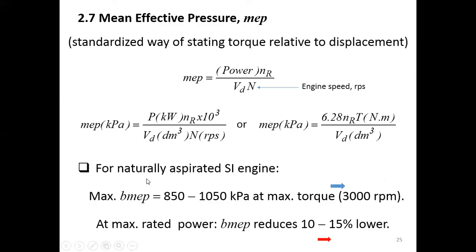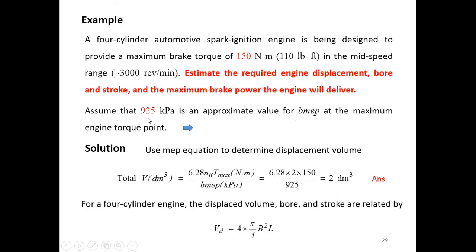If we want this engine to be a naturally aspirated engine, and they already gave us that it has to be a spark ignition engine, then the maximum BMEP that we can use for the maximum torque, which is at about 3000 RPM here, the conventional one, you can come up with a number within the range of 850 to 1050. Okay, so let's choose 925.